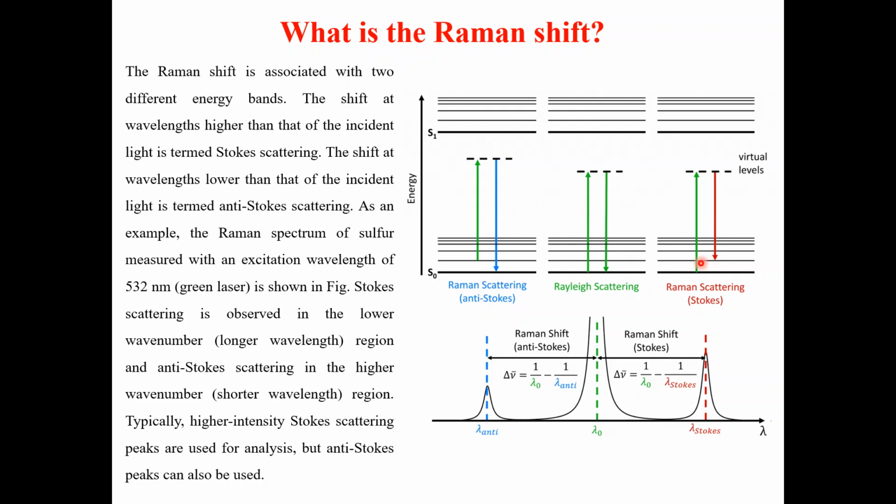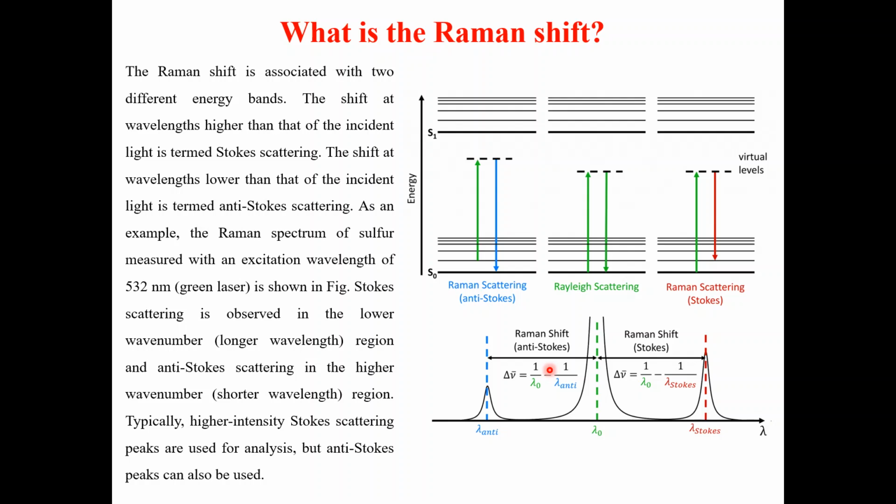So the shift at a wavelength higher than that of the incident light is termed as Stokes scattering. So here you can see this is the sketch. This is the spectrum for the Stokes scattering, and here you can see it. And remember, the shift at a wavelength lower than that of the incident light is termed as anti-Stokes scattering.